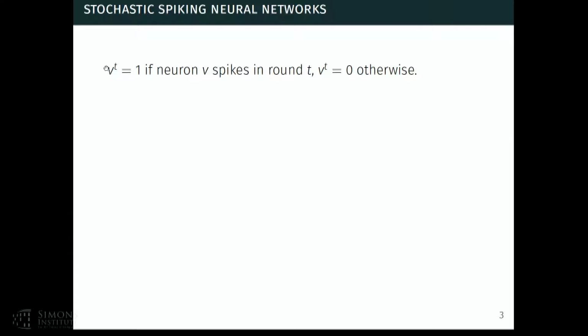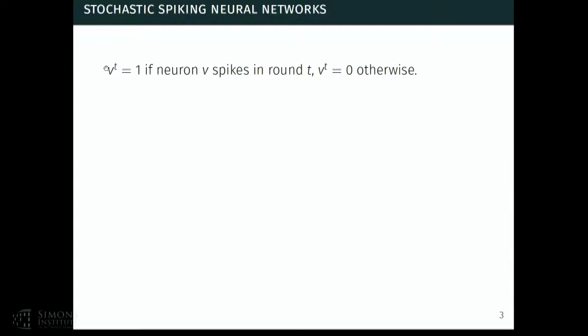OK, so what model are we actually looking at? The model we're looking at, we're calling stochastic spiking neural networks. Basically, we're looking at discrete time computation in rounds. At each round, each neuron in the network is either spiking or not spiking. So for neuron v, if it's spiking, we denote v_t as 1, and otherwise we denote it as 0.